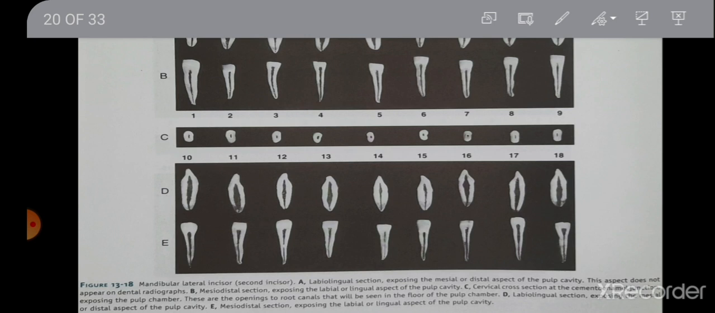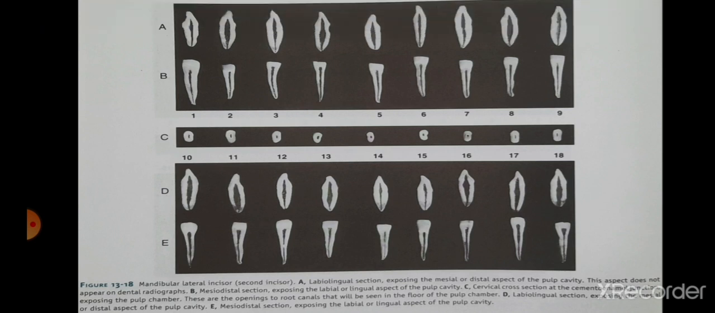Cervical cross section. Let's talk about this in figure 13.18C. The cervical cross section of the mandibular lateral incisor shows the pulp canal centered in the root. A comparison of the several sections demonstrates the cervical cross section of the mandibular lateral incisor.